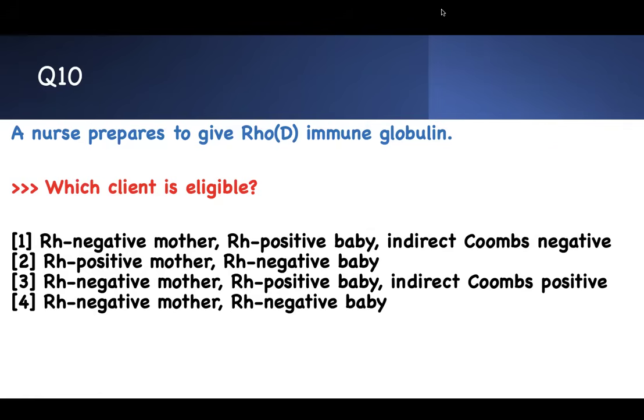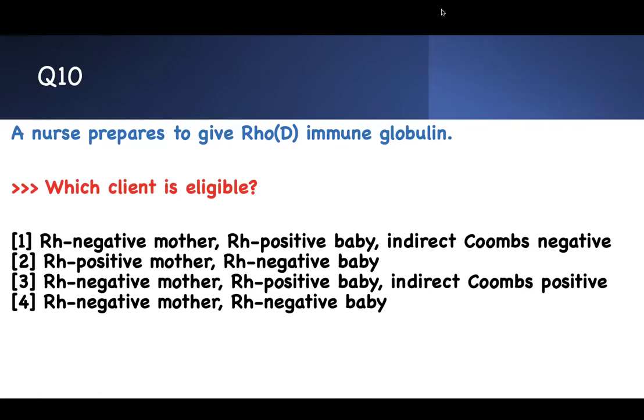Which client is eligible? The key concept is an Rh negative mother giving birth to an Rh positive baby, right? And then the mother will be activated if she gives birth to that baby. So if you need RhoGAM, I'm going to give it to somebody who is Rh negative with an Rh positive baby. And then when we do the test, we see that she is not sensitized. So what is the problem?